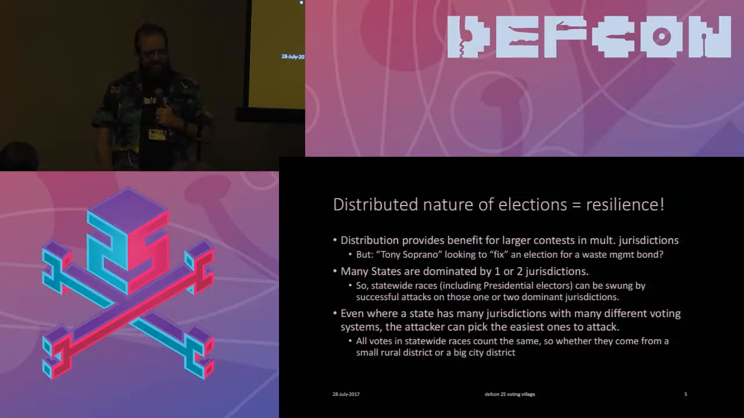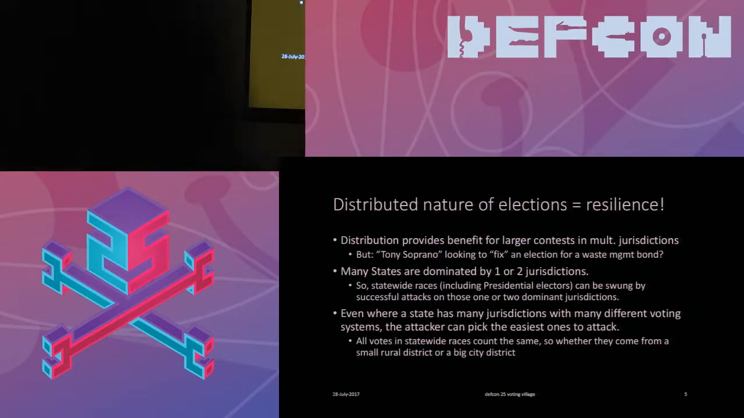And even then, many states are dominated by very populous single or one or two or three jurisdictions, right? And because voting equipment has a hard time scaling, it's more than likely that those jurisdictions are going to be running the same voting software, or at least not very different voting machines and software.